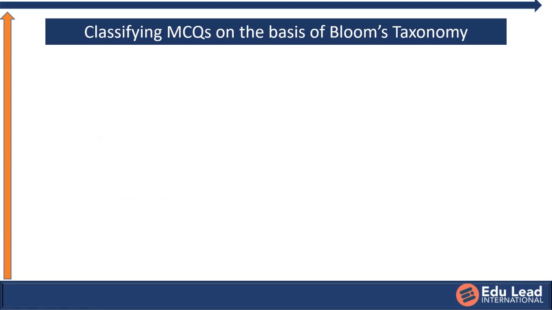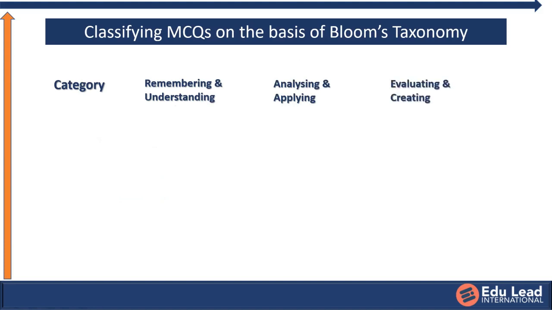Now let's understand how we classify MCQs on the basis of Bloom's taxonomy. Here we can see that there are 6 levels of Bloom's taxonomy: remembering, understanding, analyzing, applying, evaluating, and creating. Let's put them into 3 broad categories: remembering and understanding, analyzing and applying, evaluating and creating.